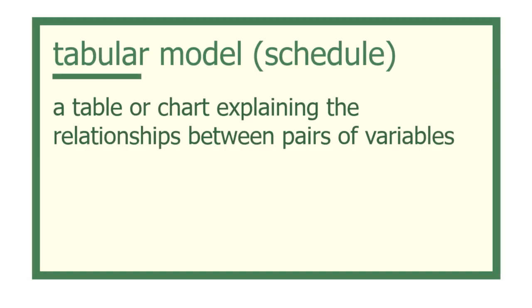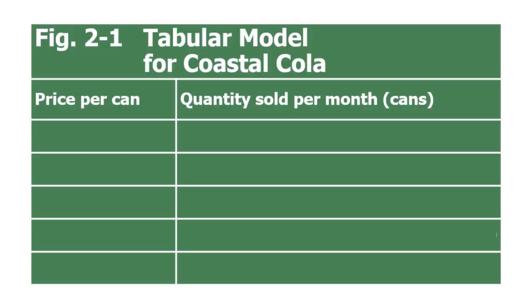The first one's the tabular model, also known as a schedule. It's a table or chart explaining the relationship between pairs of variables. Yeah, let me show you and walk you through it, okay? The book uses the illustration of Coastal Cola.